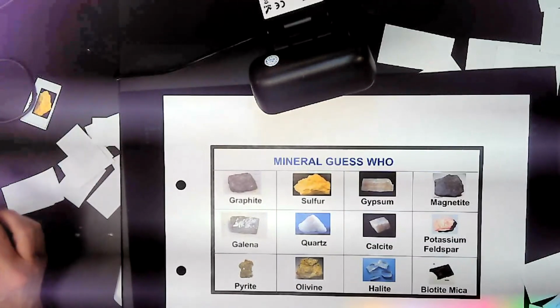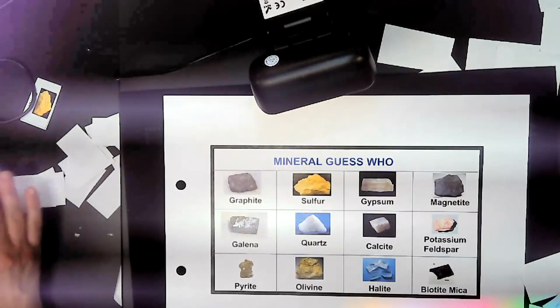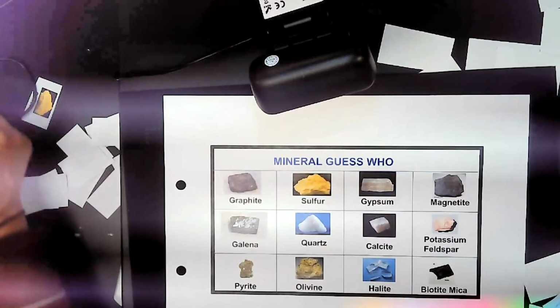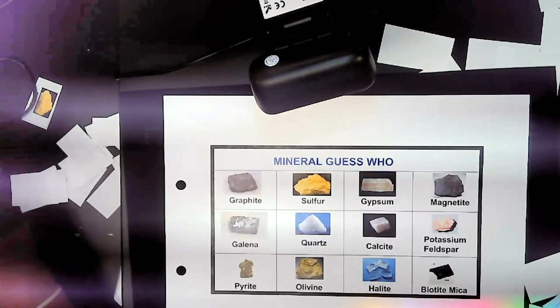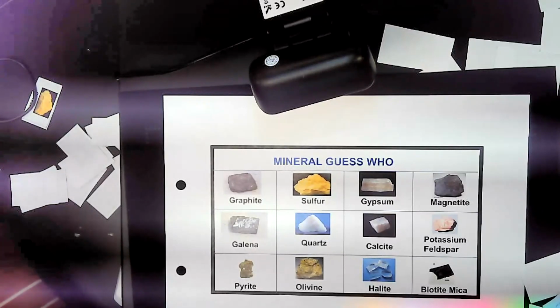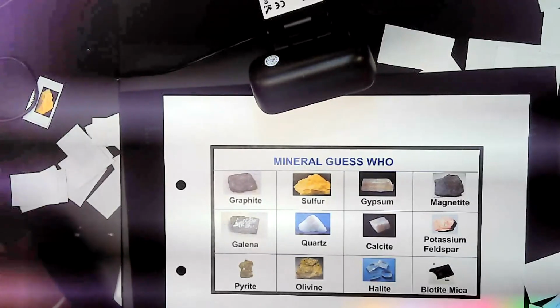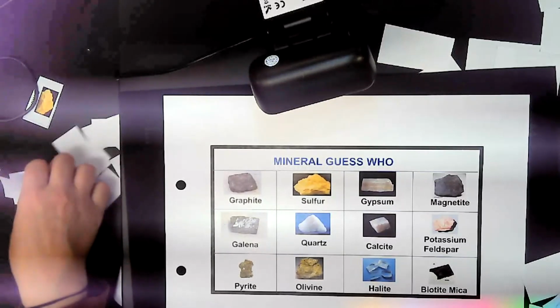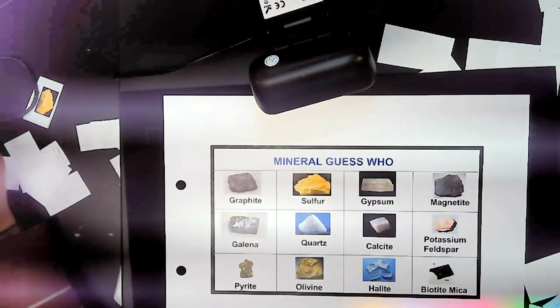Brooke, according to the reference table, what's the next thing you should ask about? All right, yeah, the hardness. We'll wait while everybody catches up. Mine is not metallic. So there's 1, 2, 3, 4 that you should have covered up.